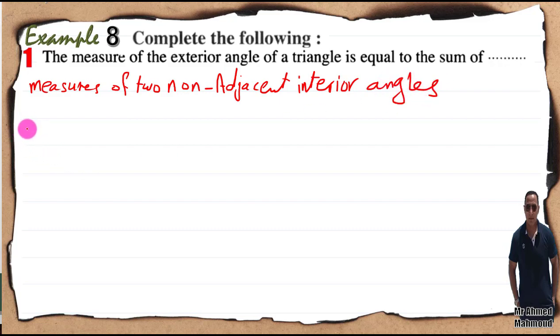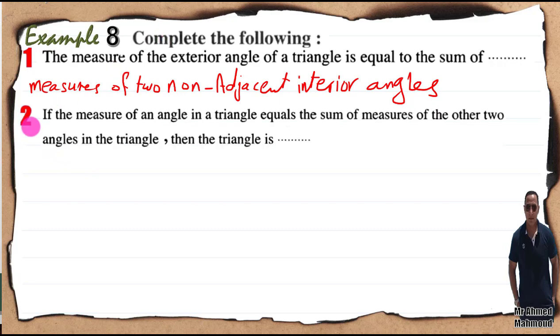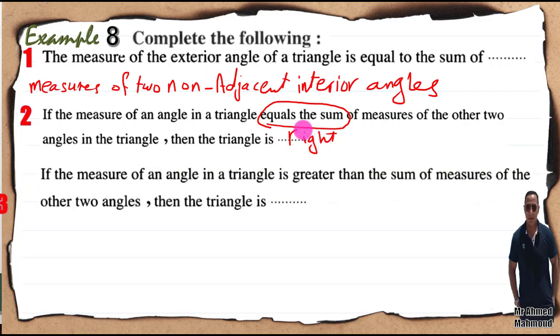Okay, number 2, the measure of an angle in a triangle equals the sum of measures of the two other angles, so the triangle is right. If the measure of one angle in a triangle is greater than the sum of the other two, that means the sum is smaller than 90, so the triangle is obtuse.